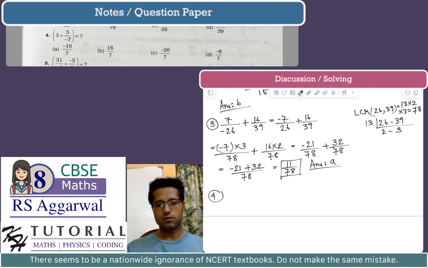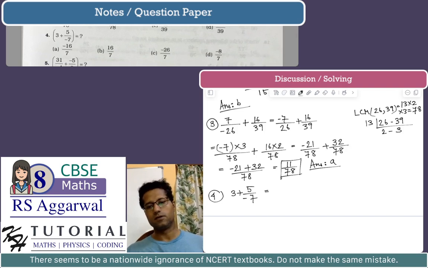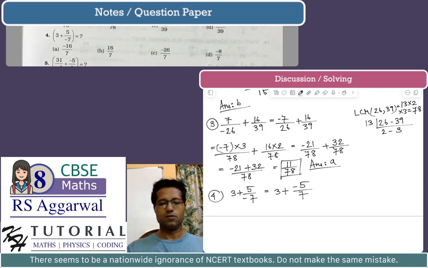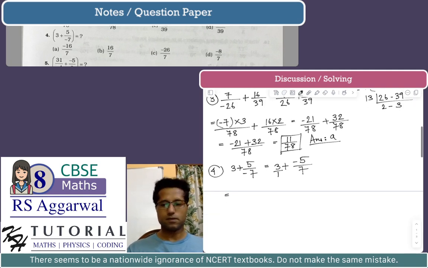Problem number 4 is 3 plus 5 by minus 7. So first we will convert the second rational number, that is 5 by minus 7, so that its denominator is positive. We just change the sign of the numerator. Okay, now 3 is nothing but 3 by 1. Now clearly we have to find the LCM of 7 and 1, which is 7, and we have to convert the two rational numbers 3 by 1 and minus 5 by 7 to their equivalent forms, so that the equivalent forms will have a common denominator of 7.